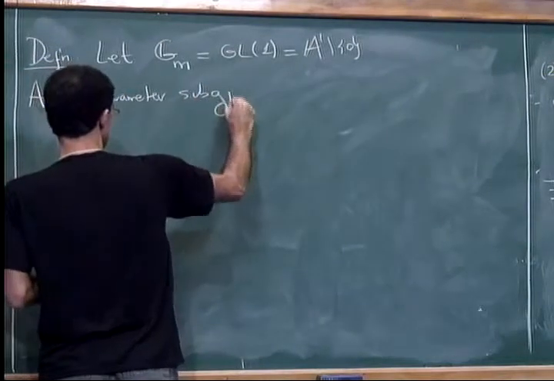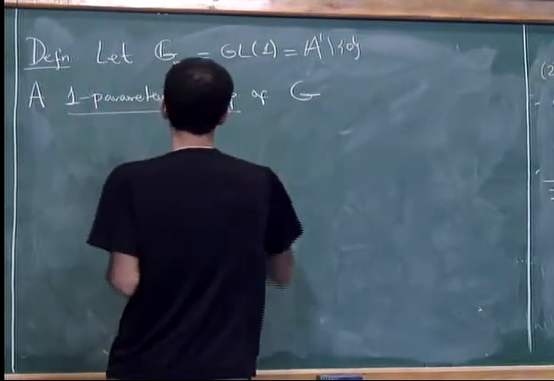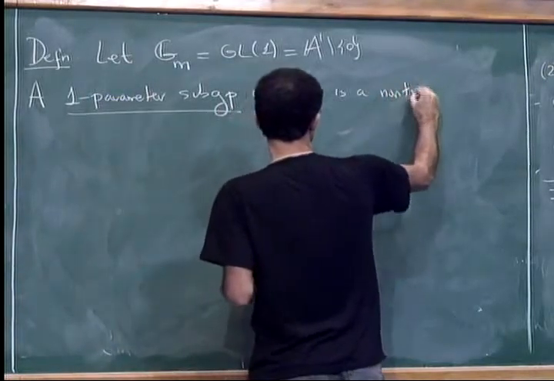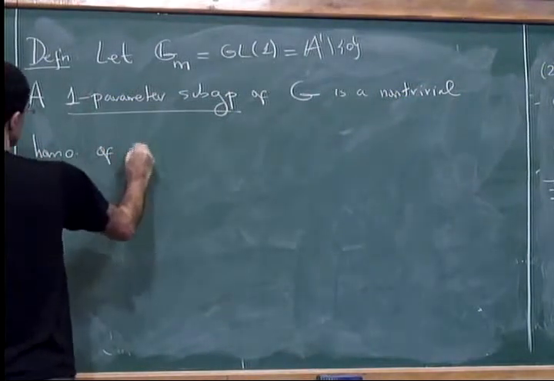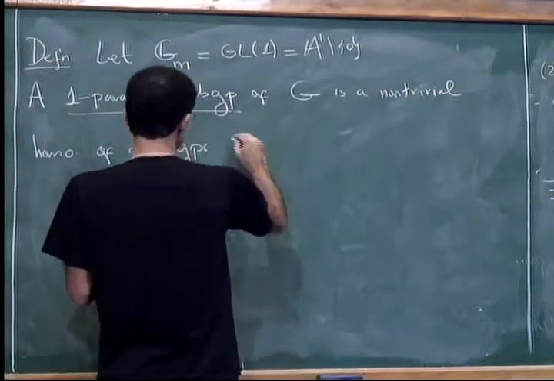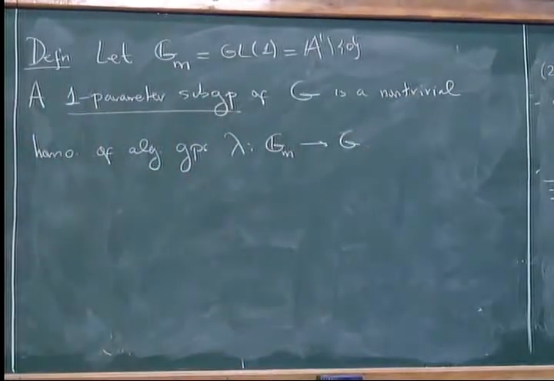Then we say that a one-parameter subgroup of an algebraic group G is a non-trivial homomorphism of algebraic groups lambda from Gm to G. Okay? So that means that the image is a subcurve of G. And that's the kind of subcurve we're actually going to need.